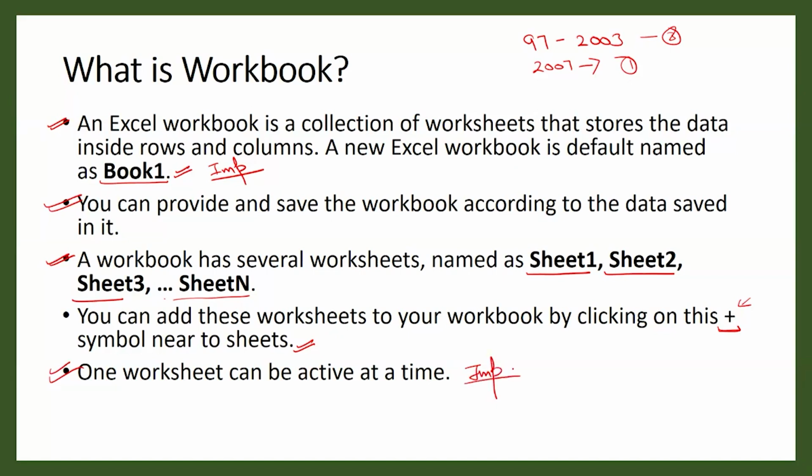Only one worksheet can be active at a time. You cannot open two worksheets in the same workbook at a time. Suppose there are two sheets available in a workbook, Sheet1 and Sheet2. You cannot view both of them at the same time. Remember that. Only one sheet can be active at a time. That is also important.